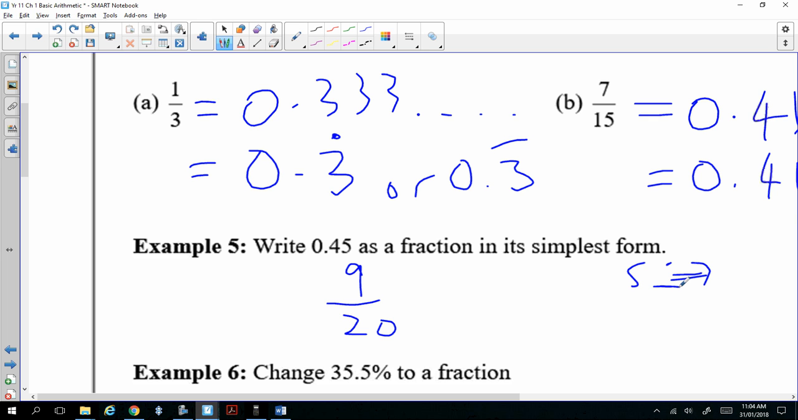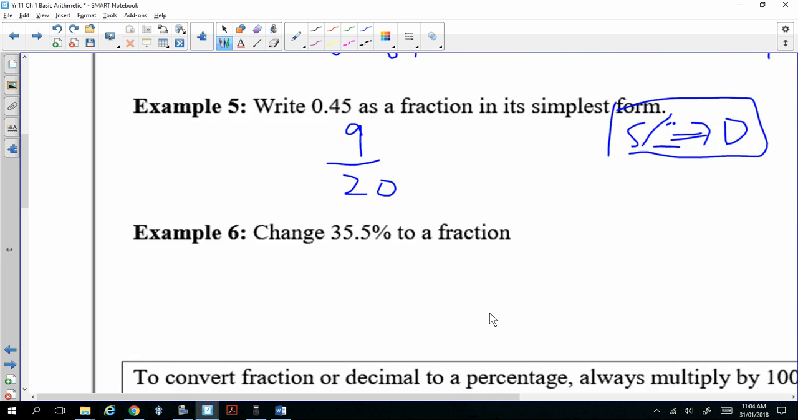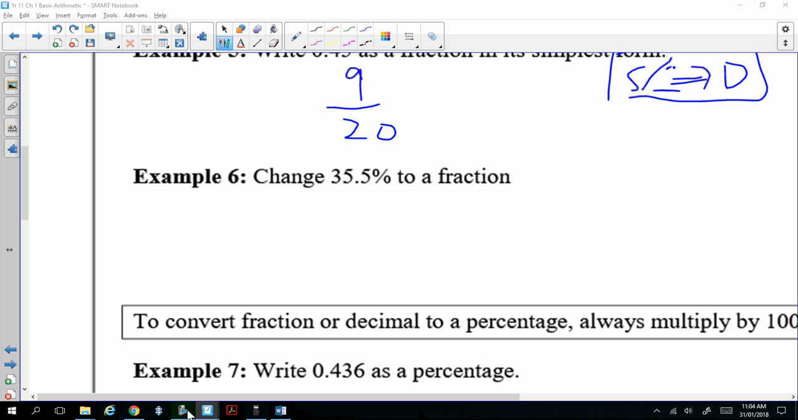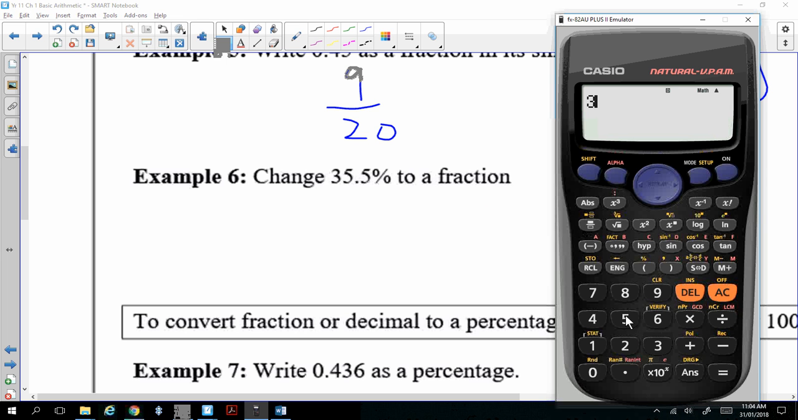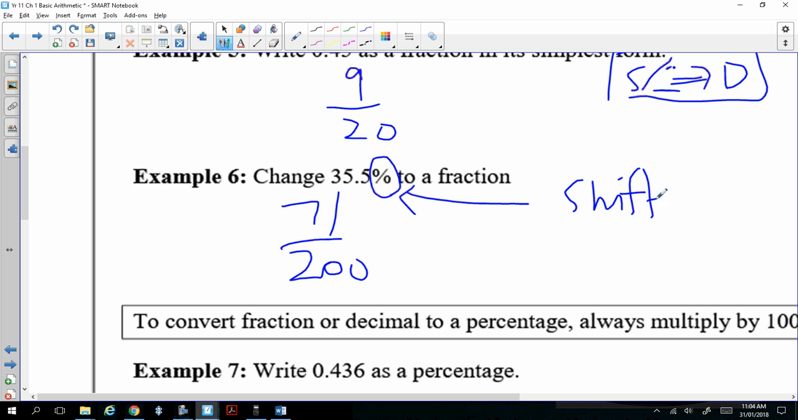Okay, next one, how about percentage to a fraction? Same thing. Okay, 35.5. Now see, there's a percentage key on the brackets, so shift that, equal. Gives you a decimal, but if you want fraction, SD, 71/200. So again, let me remind you, percentage is press shift, open bracket. Right? Good question. Very easy.